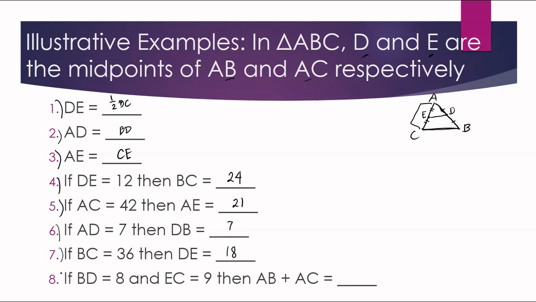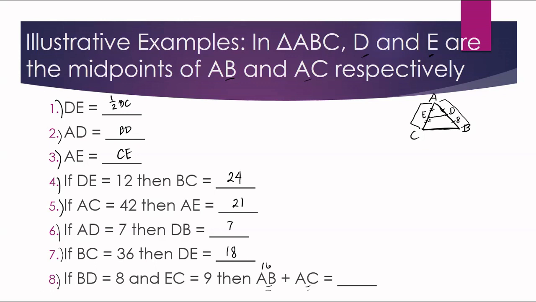And then, if DB is equal to 8 and EC is equal to 9, then what is AB plus AC? We need to get the sum of segment AB and segment AC. Now, what is AB? If BD is 8, then what is our AB? Yes, our AB is 16.